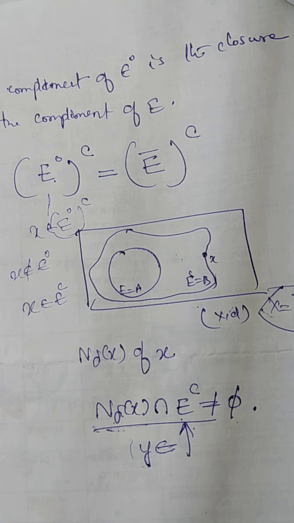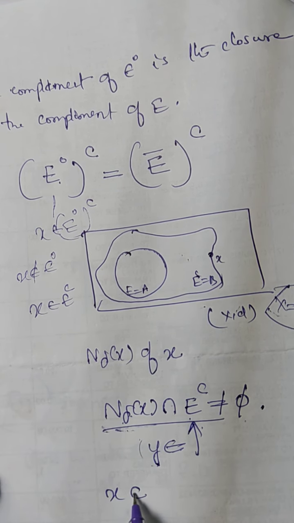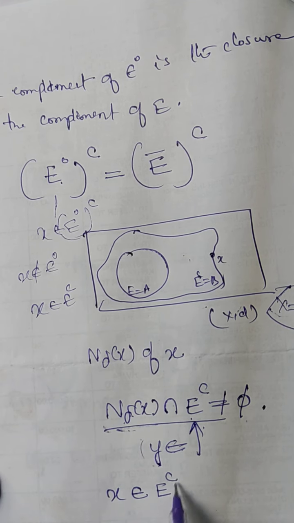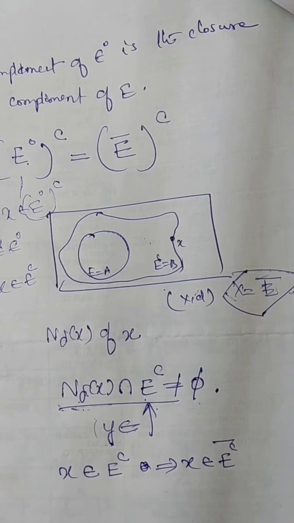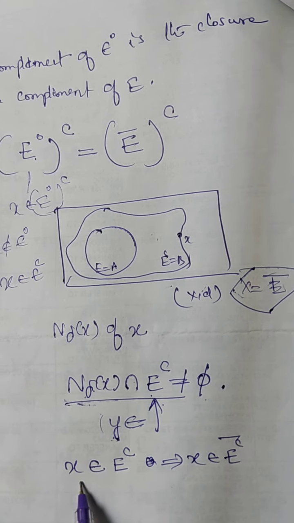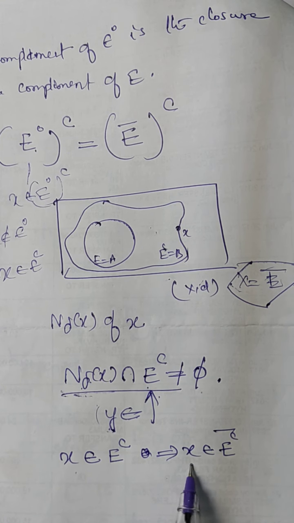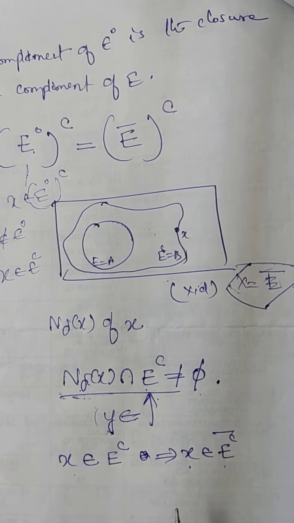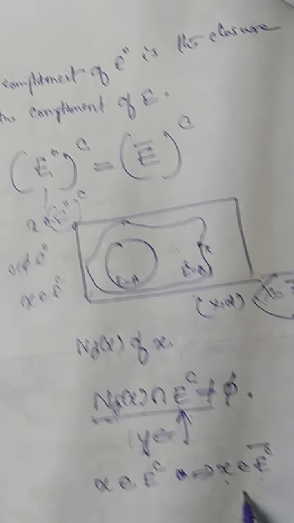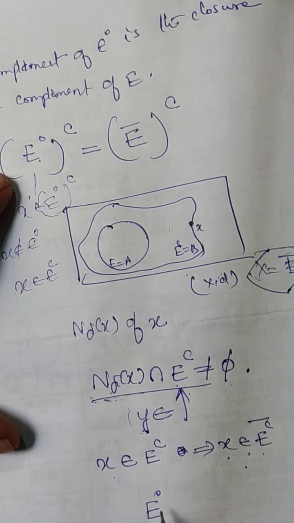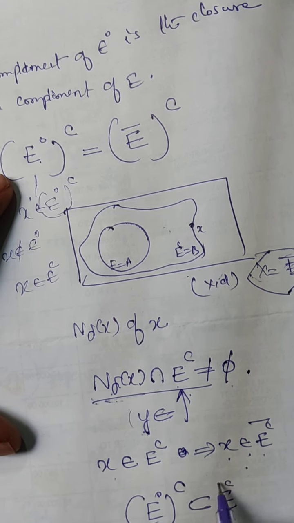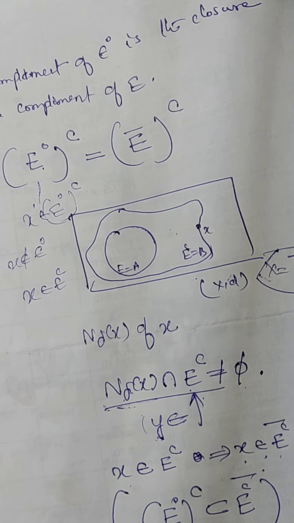So from that we can say that X belongs to E complement, or that implies X belongs to E complement closure. Since there is another point Y belonging to this neighborhood of X, from the definition of limit points we get that X belongs to E complement closure. So from there we can write E interior complement is a subset of E complement closure. All right, the first part I have proved.